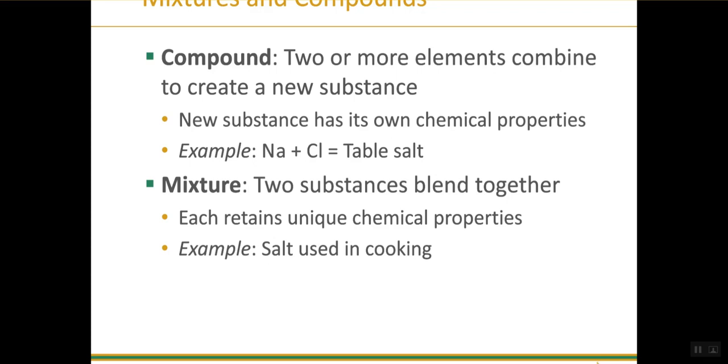Okay, so an example they're using is sodium, which is Na, plus Cl. So the Na plus the Cl equals table salt, sodium chloride. Okay, a mixture is when two substances blend together. Okay, each substance retains its unique chemical properties. Okay, so for example, salt when used in cooking. You use the salt, but then it breaks apart when you use it in cooking. Okay, all right.